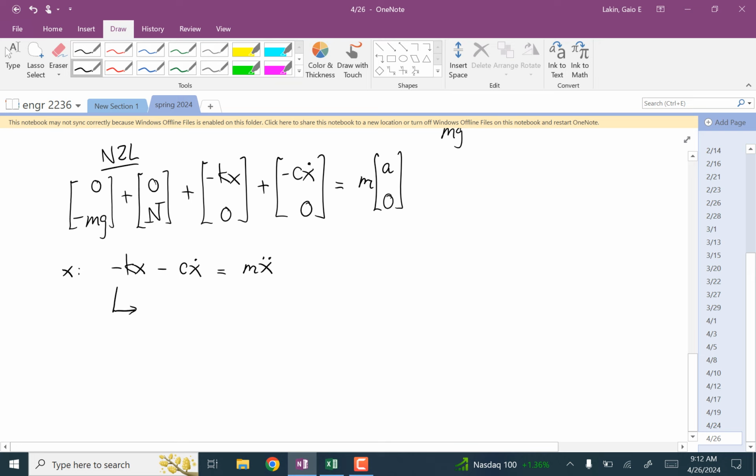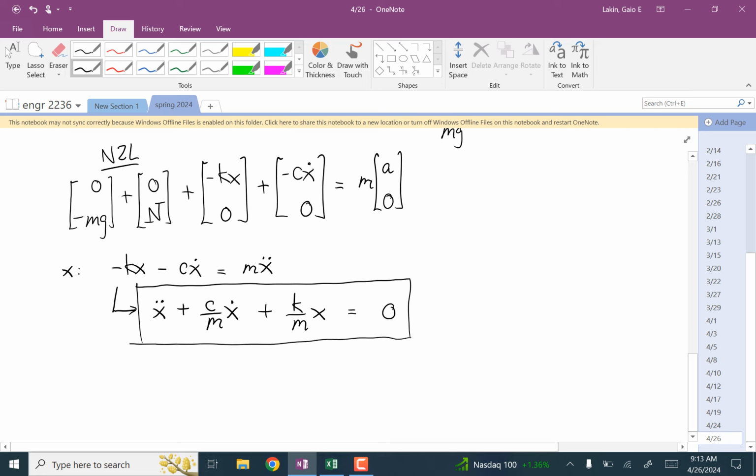and I'm going to divide everything by m again, so I have a 1 coefficient on the leading term. We got x double dot plus c over m x dot plus k over m x. This is a second order differential equation with constant coefficients.